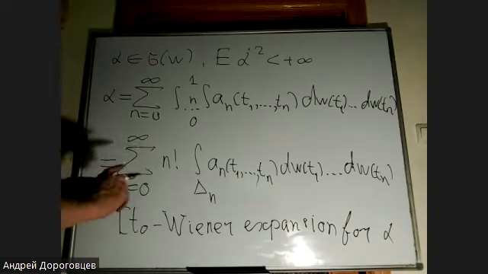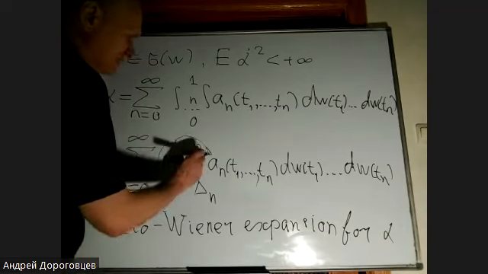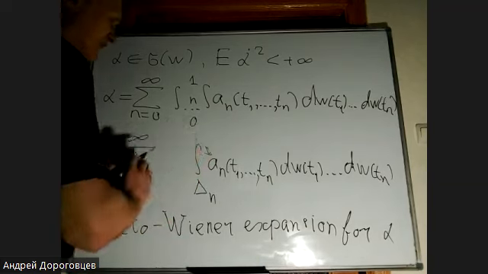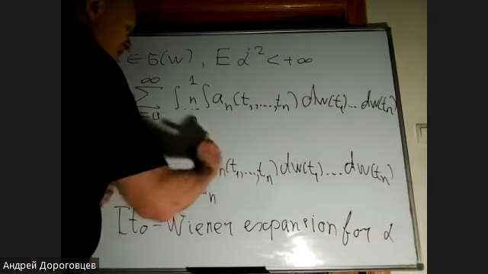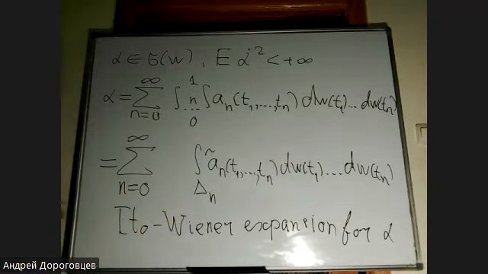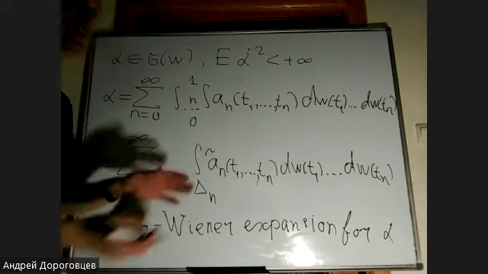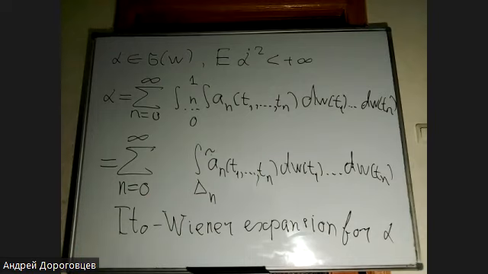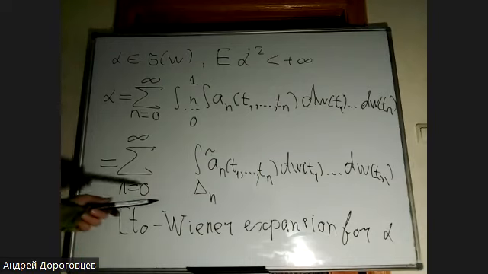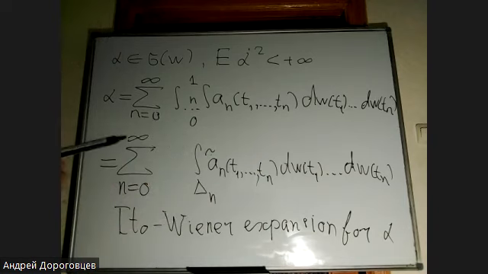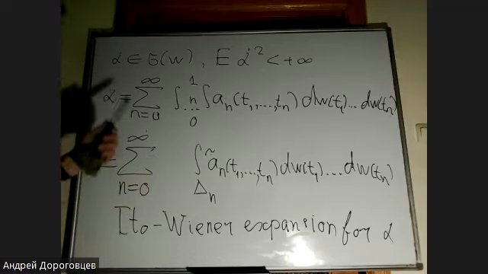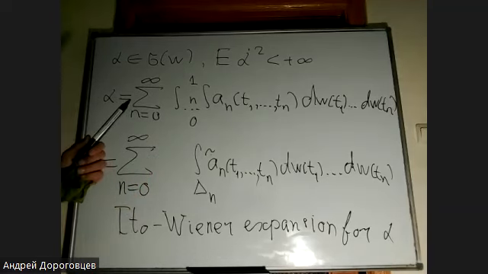Of course, this n factorial can be put in here, and we can just write this as a_n tilde, where this function must be defined outside of this simplex. So this is the Ito-Wiener expansion, the analog of the Fourier representation for square integrable functionals of white noise.